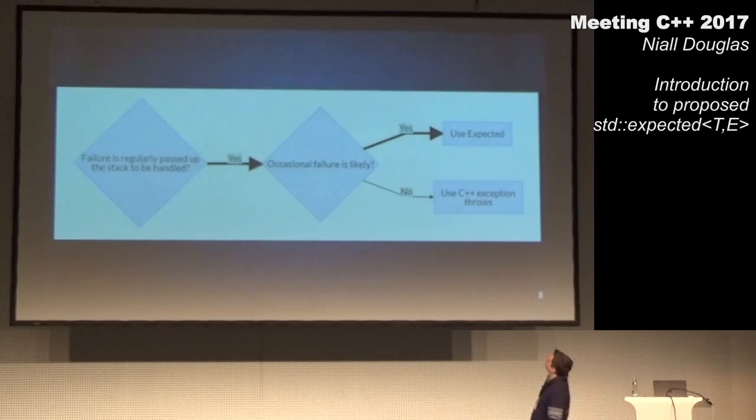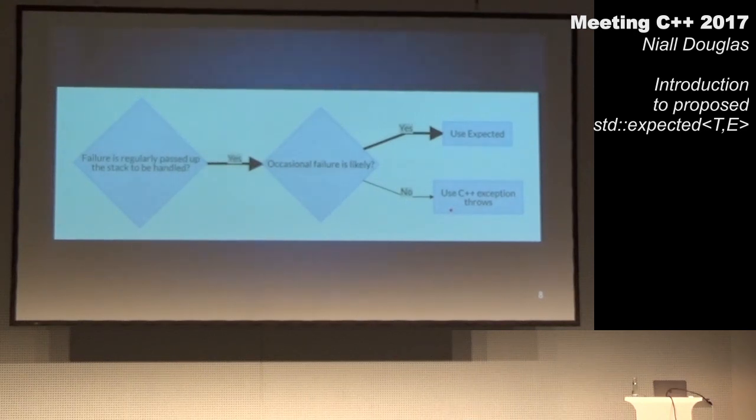So I appreciate as well that these may or may not be read. Can people at the back read the writing on this? Okay, cool. So these are some flow charts, because I really don't want anyone to think that you should be using expected/outcome unless you really, really ought to be using it, so don't just use it because it's cool. So the first thing is, are you regularly passing failure up the stack, so to be handled? So are you not handling failure locally? If so, is occasional failure likely? If so, use expected. If occasional failure is not likely, use C++ exception throws.